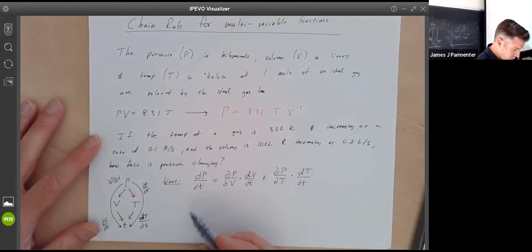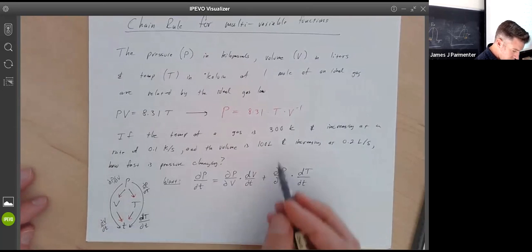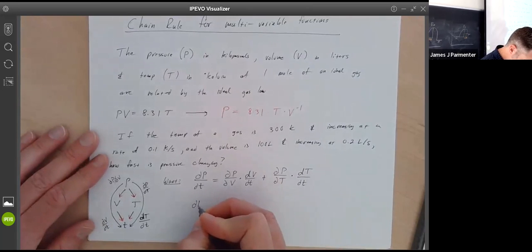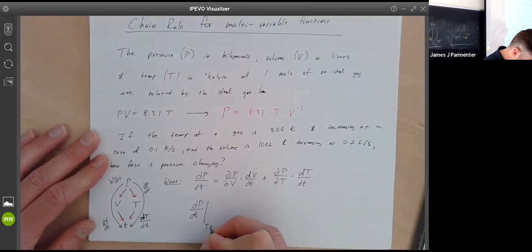So now we actually want to find how this is changing when the temperature is 300 kelvins and the volume is 100 liters.